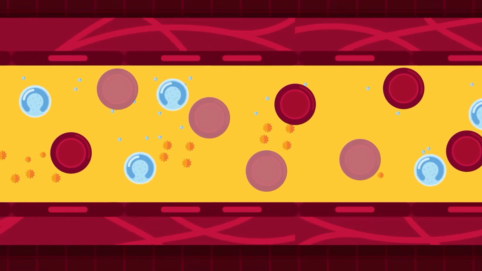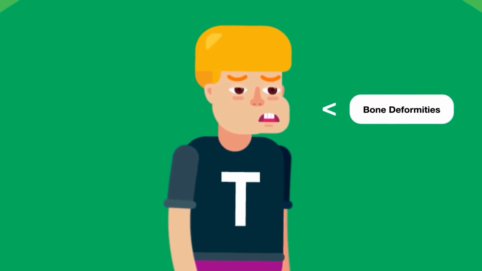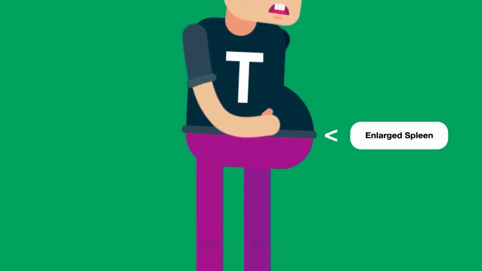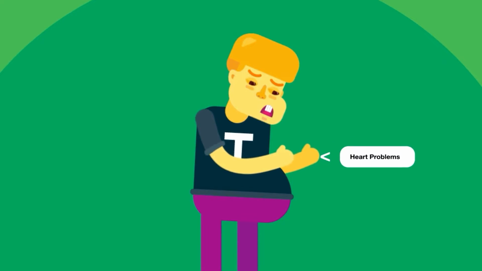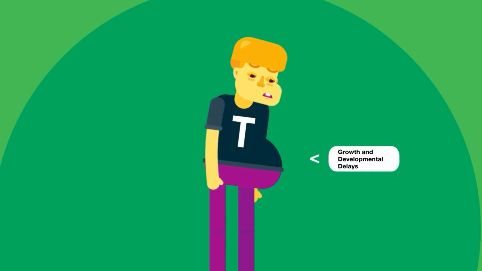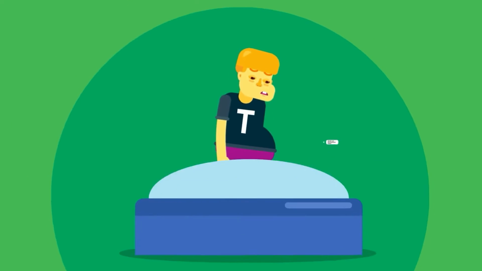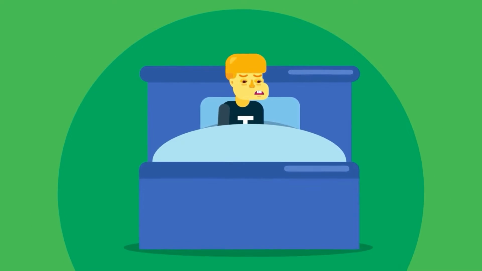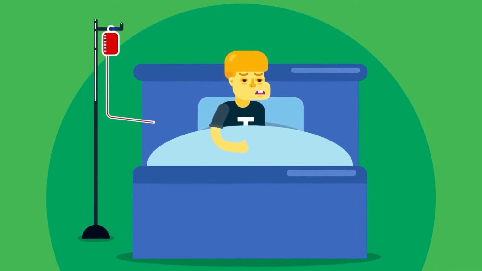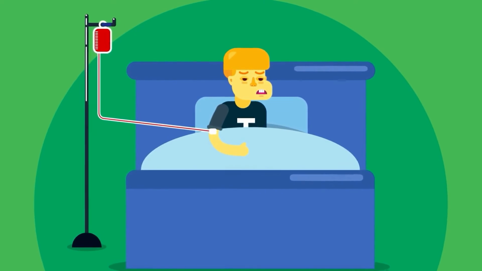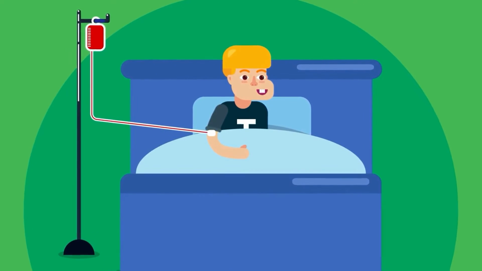These disorders can result in bone deformities, enlarged spleen, heart problems, and growth and developmental delays in children. People who suffer from thalassemia need to undergo regular blood transfusions to maintain healthy RBCs and hemoglobin levels in the body.